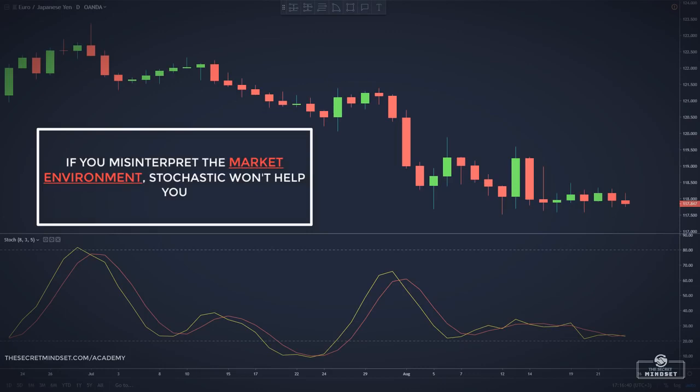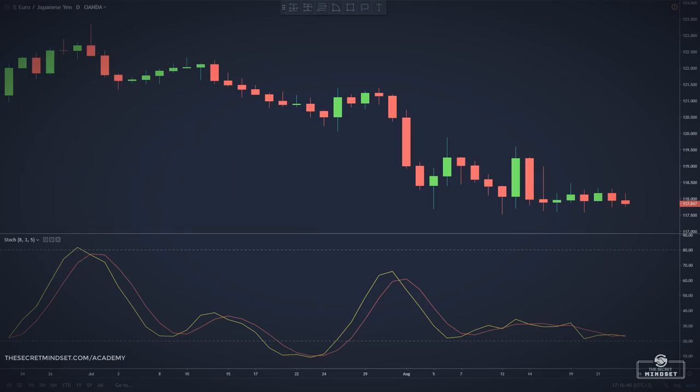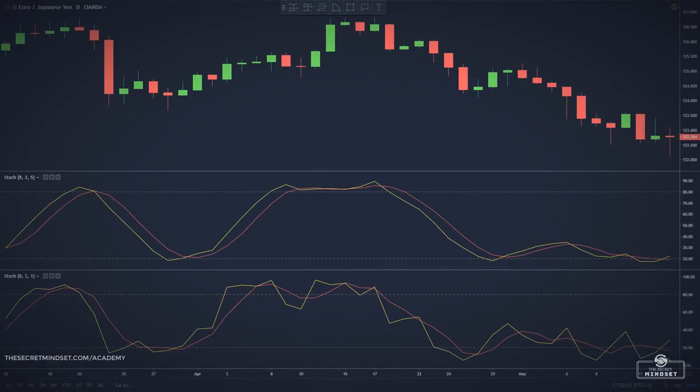This is where most traders fail. They simply apply the stochastic oscillator in the same manner, regardless of the underlying market condition, and end up losing money as a result. So what is a stochastic oscillator?